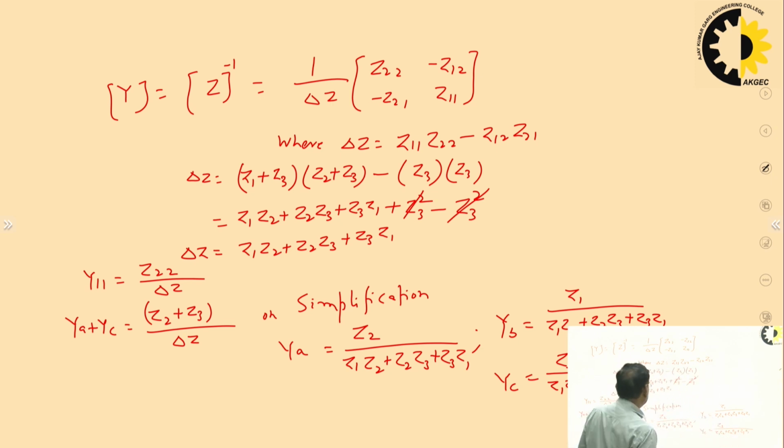So these are the relations, we can transform T network into pi network and pi network into T network. The important thing is, if the network is given in T format, first find the Z parameters, okay, then get the Y parameters by just inverting the Z matrix, and we can find the elements of the pi network Ya, Yb, Yc. Similarly, if the network is in the pi format, find the Y parameters and invert them to get the Z parameters, and on simplification we can find the values of Z1, Z2, Z3. These are the elements of the T network.